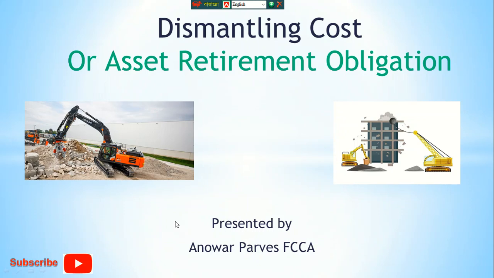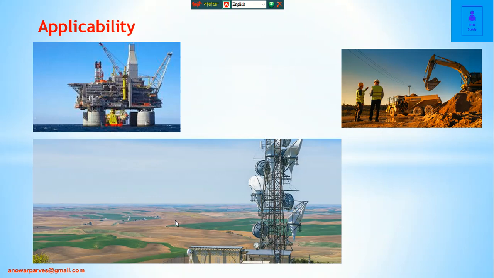So, think of an oil rig or a mining site or a tall tower. These are all non-current assets, and at the end of its useful life the company can't just throw it away. It has to restore the land or the possession as it was before. So here is the point where dismantling cost comes in, and our dismantling cost involves mostly two standards.